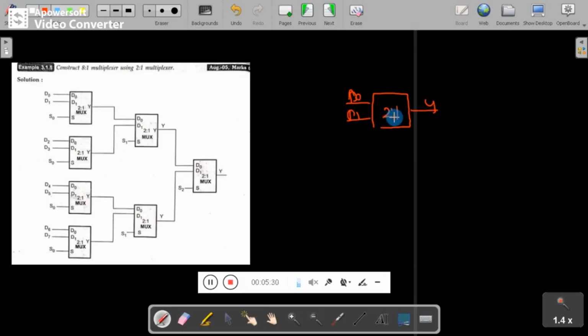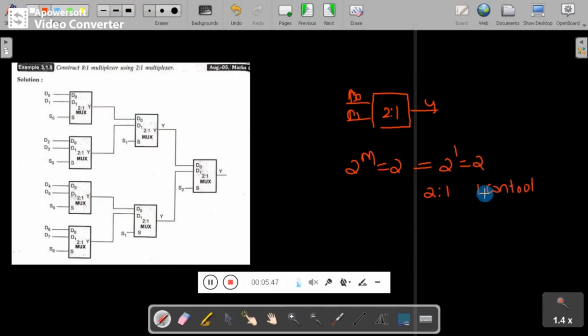So to decide the control lines, 2 raised to power m is equal to 2. That means in order to control two inputs, I need one control line. In a 2:1 multiplexer, we have one control line.